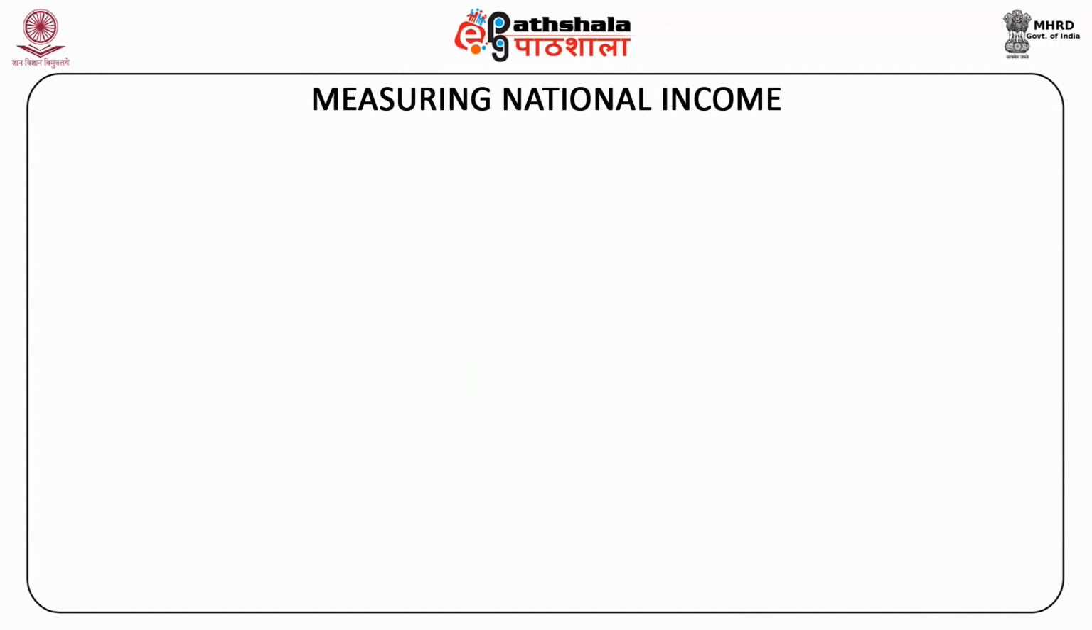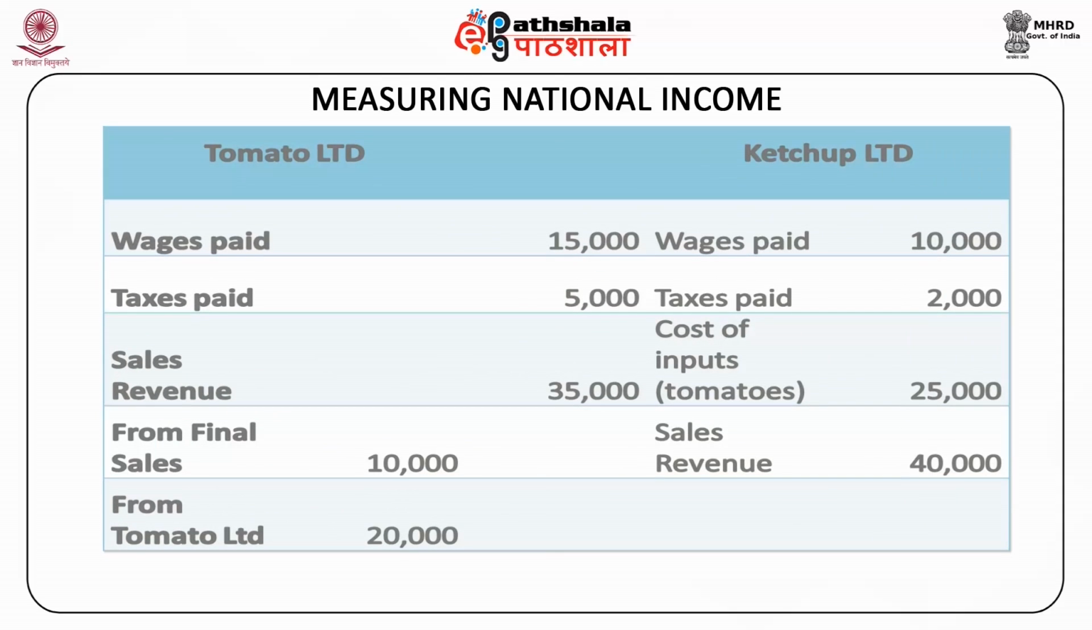Let us now try to understand these three methods by working through an example. This example will demonstrate how the three methods would arrive at the same value of national income. Suppose in an economy there are two firms, Tomato Limited and Ketchup Limited. Tomato Limited produces tomatoes and sells it directly to the consumers as well as to the Ketchup Limited. The Ketchup Limited sells its output to final consumers only. The table provides an account of transactions of these firms. Now let us go through each approach one by one.